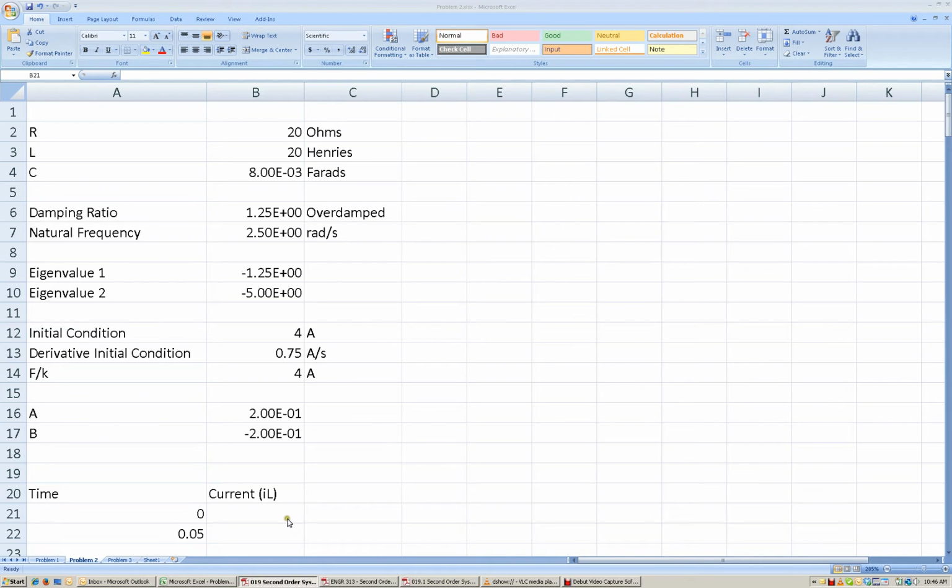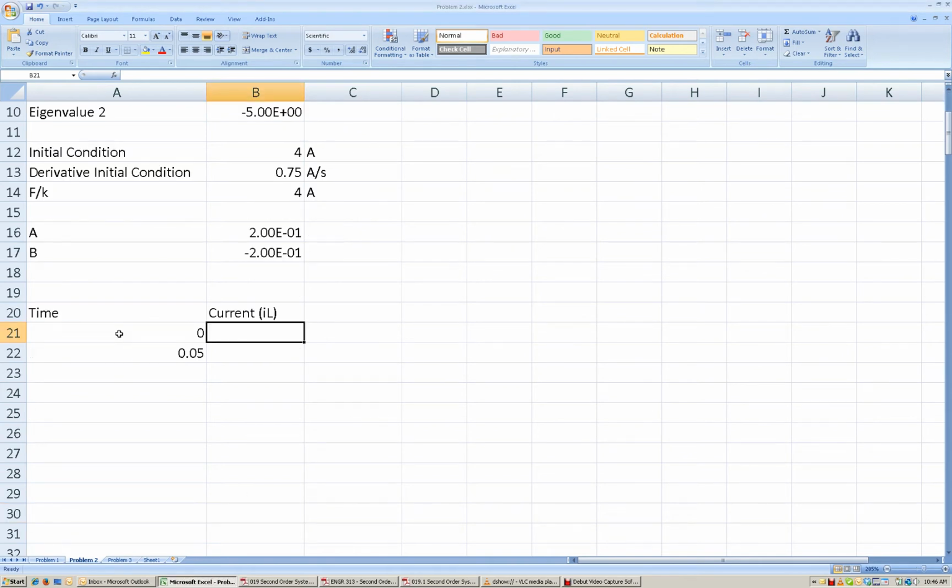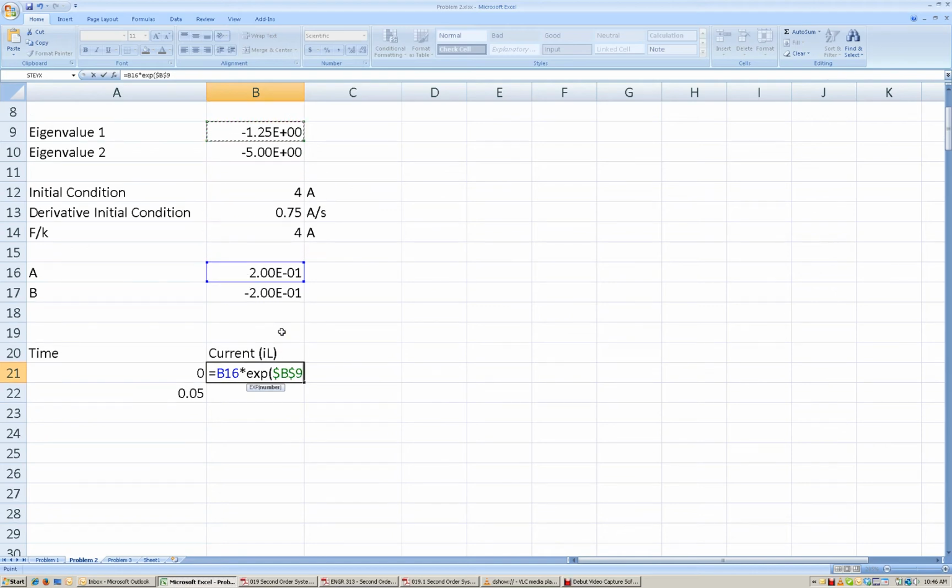All right, so now what I've done is I've created a time column and my current, which I'm going to enter that result into. So I'm going to take A times E raised to the lambda 1. I need to make these absolute references. And then I'm going to multiply that by the time column. That does not need an absolute reference because the time column is going to change.